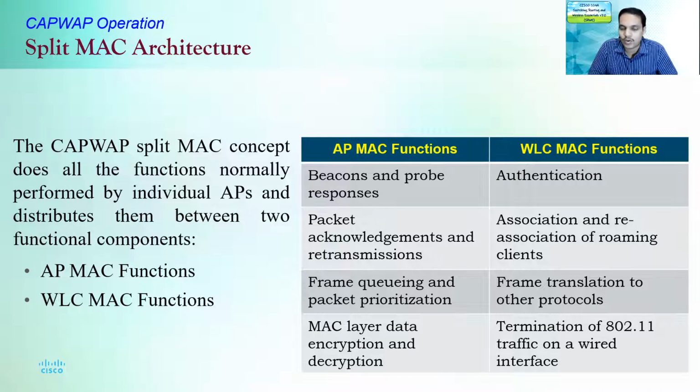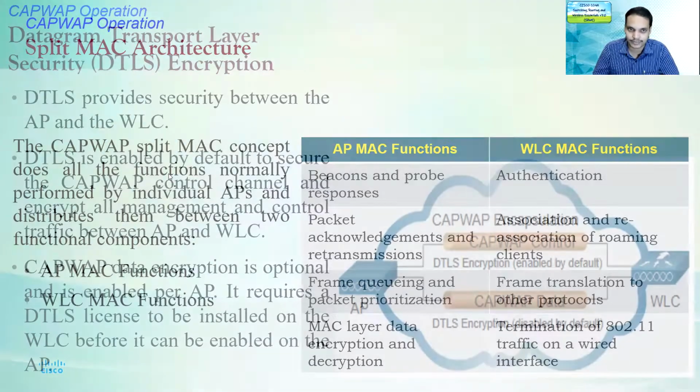Next, packet acknowledgements and retransmissions, frame queuing and packet prioritization, and the MAC layer data encryption and decryption are all kept under the AP MAC functions. Termination of the 802.11 traffic, frame translation to other protocols, and association and reassociation of roaming clients are all taken over by the WLC MAC functions. This is called a split MAC architecture.